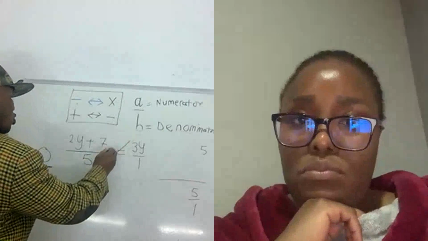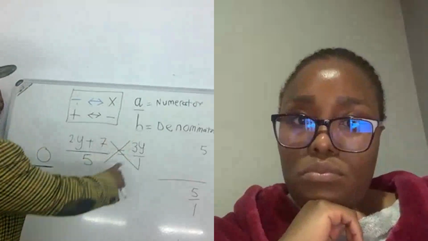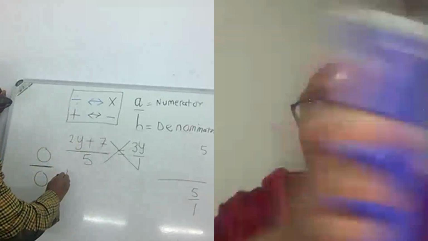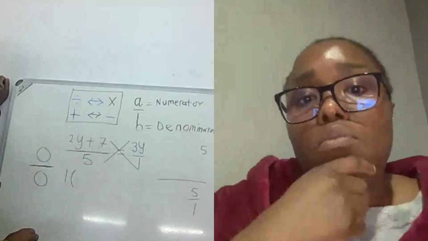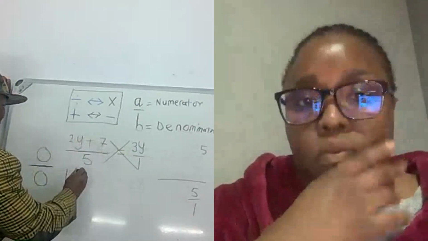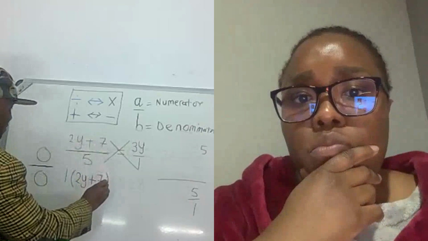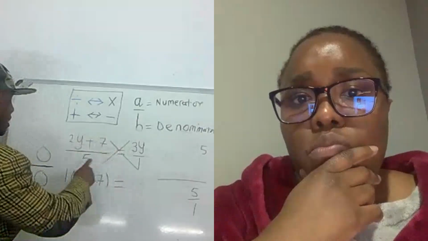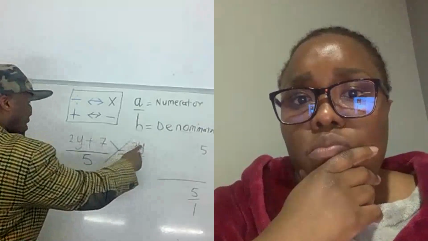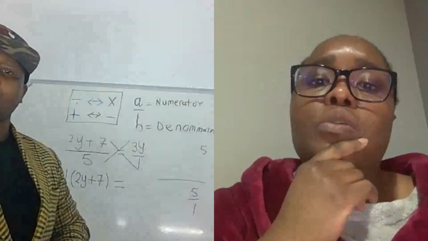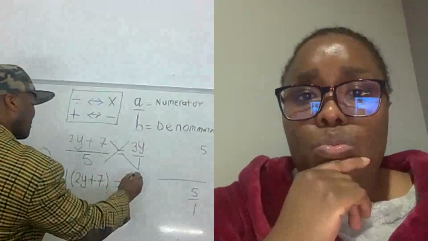So fine, then we can do cross multiplication. We're going to say, let's cross multiply. 1 times all of this. 1 times that. So it's going to become 1 bracket 2y plus 7, equals 5 times 3y. What is 5 times 3? So it's going to be 15y.